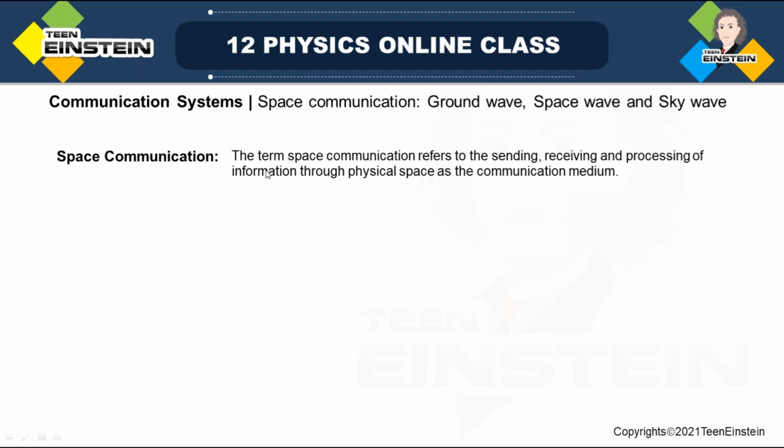So, first of all, what is space communication? The term space communication refers to sending or transmitting the signal, receiving the signal, and processing of information through physical space as the communication medium. Physical space means mostly the Earth atmosphere. Okay, physical space means the Earth atmosphere.